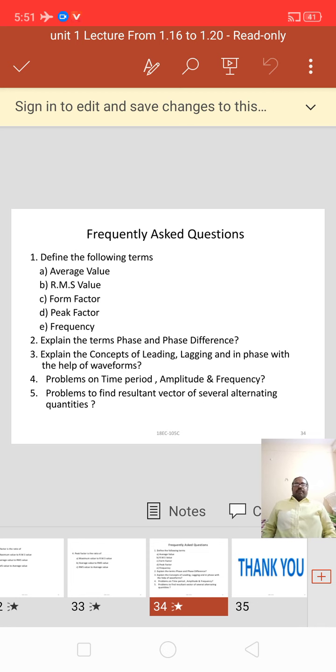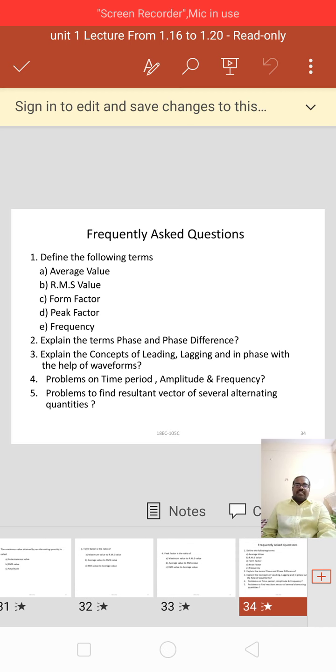Next, problems on time period, amplitude, and frequency. Problems to find the resultant vector of several alternating quantities. Okay, these are the concepts of today's class. Let us have a review of today's class.